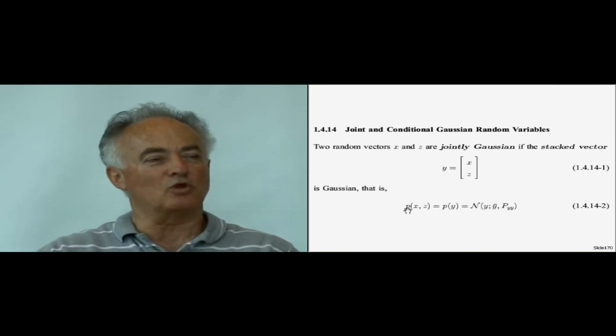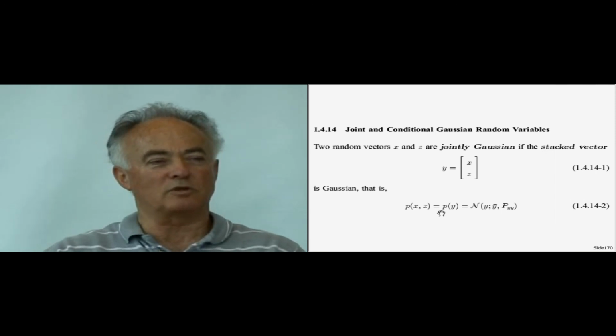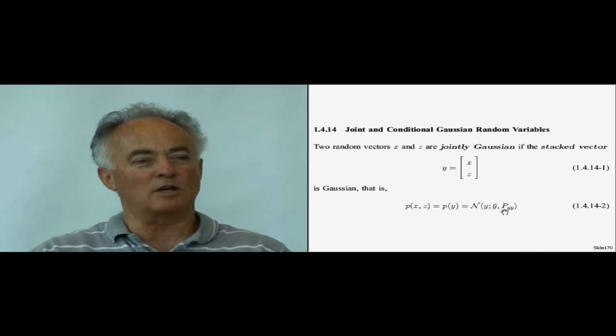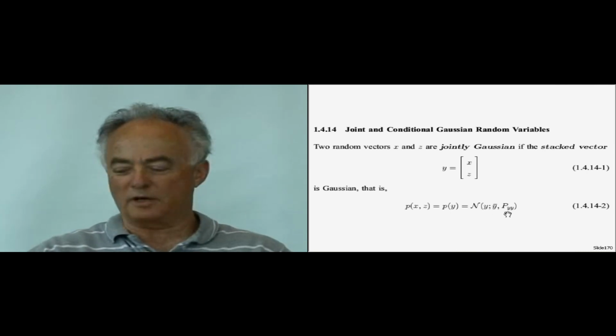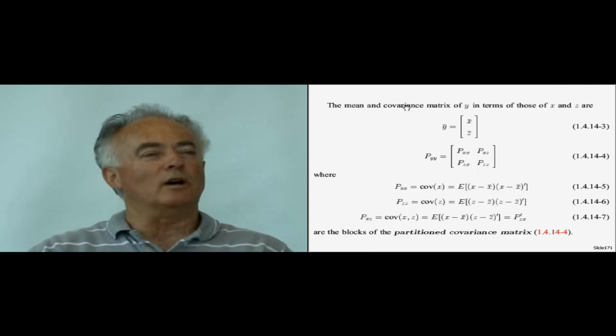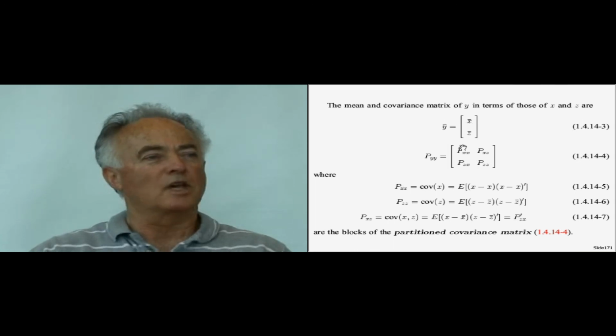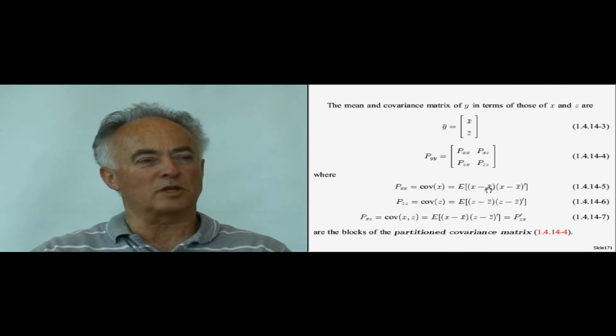if this stacked vector is Gaussian, namely the joint density of x and z, which is the PDF of y, is Gaussian with argument y, mean y bar, and covariance matrix p sub y. Now, the mean and covariance matrix are as follows. Y bar is just the stacked vector consisting of x bar and z bar, and pyy is a matrix with blocks. The first block, top left, is the pxx, which is the covariance of x, E of x minus x bar times x minus x bar transpose.